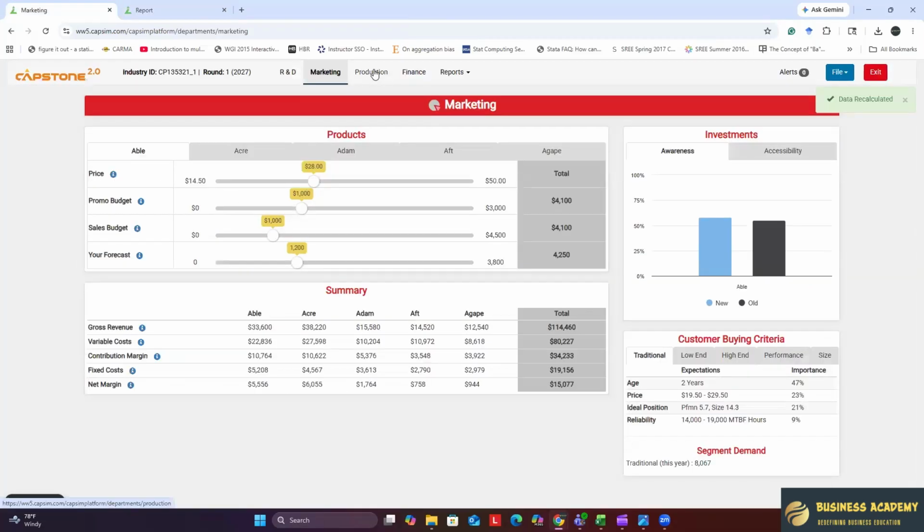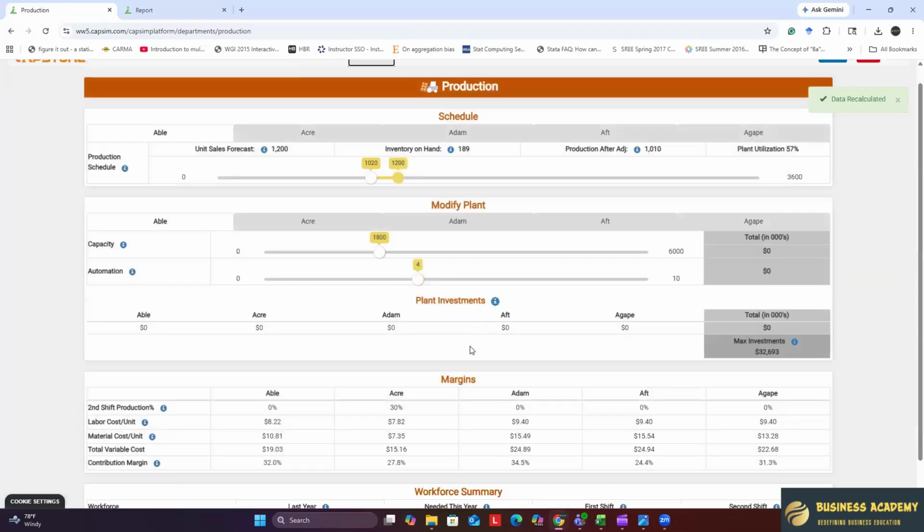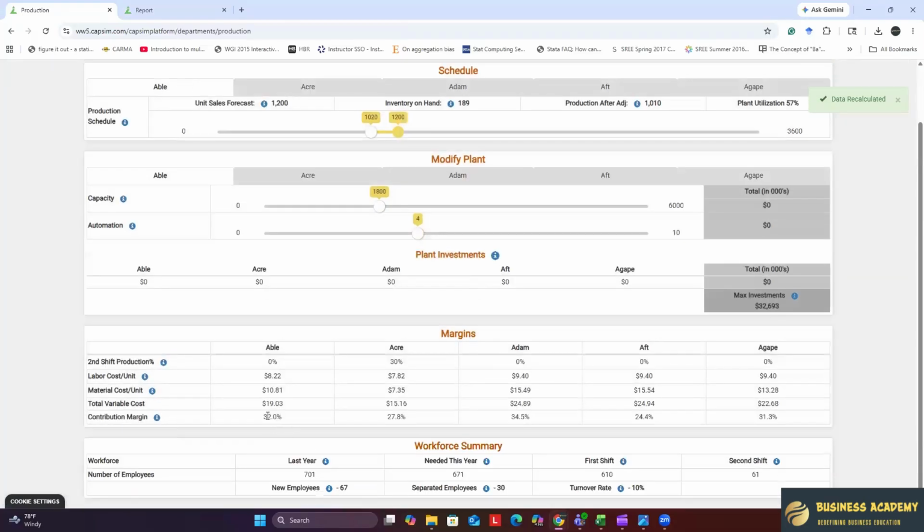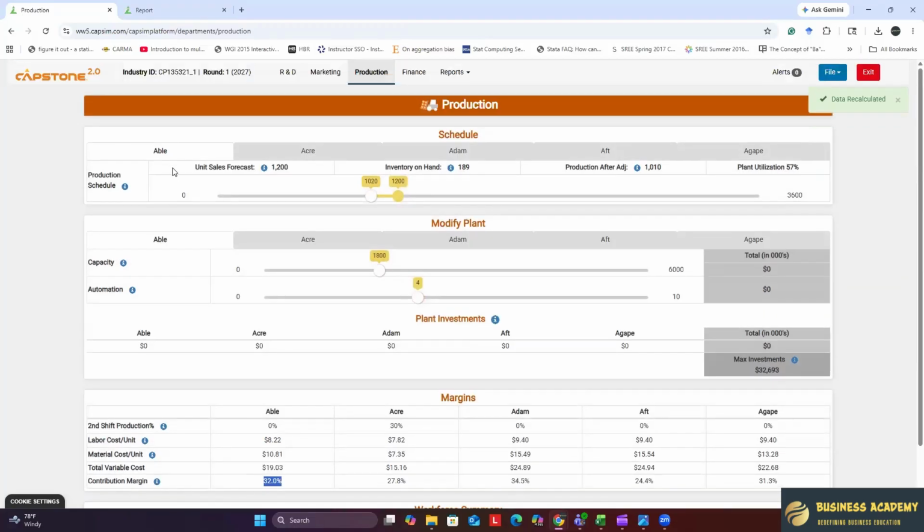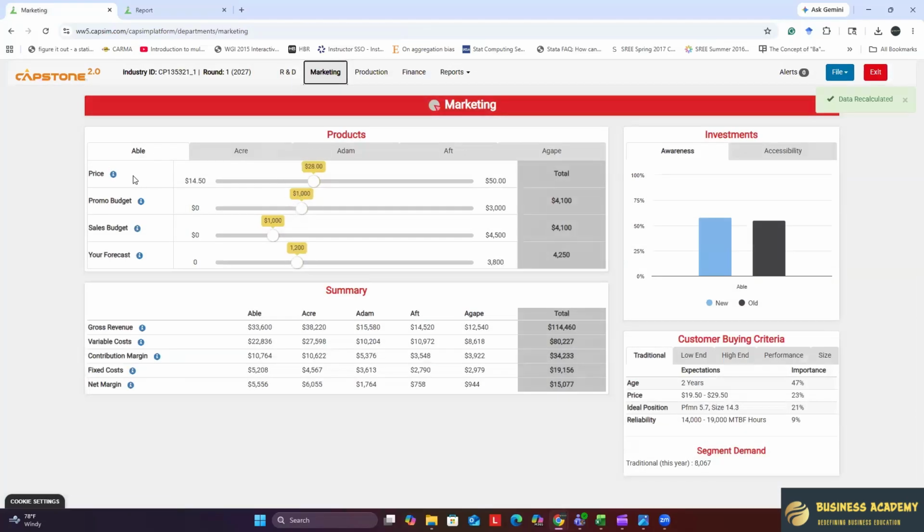What is going to happen to my contribution margin? Look at my contribution margin, it's only 32%. I need it to be at least 38%. On material cost, you can go back to your R&D and say, hey, I can actually reduce the mean time before failure, or alternatively, what you could also do is increase your price. Though the customer is price sensitive, you're trying to give them the best product you can.